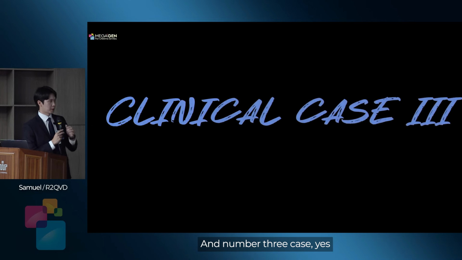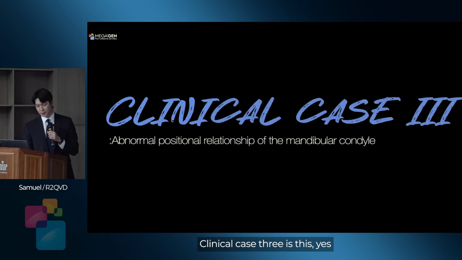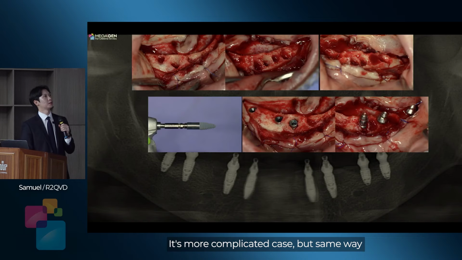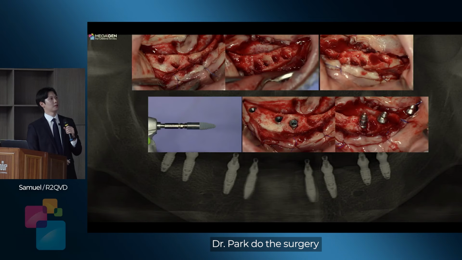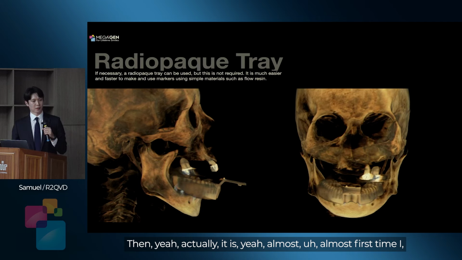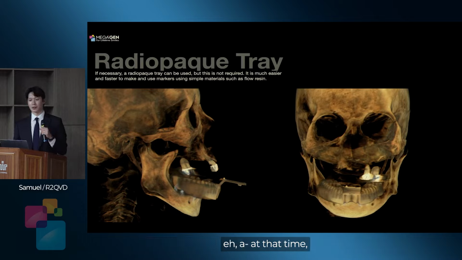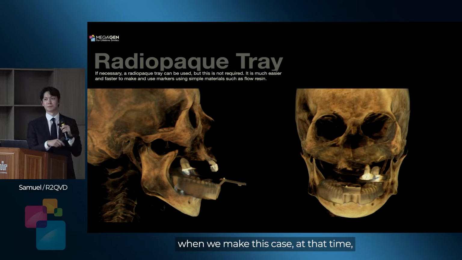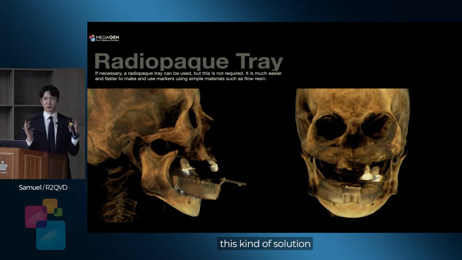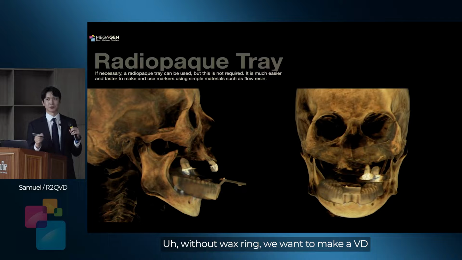And number 3 case, clinical case 3, is this. It's a more complicated case, but in the same way, Dr. Park did the surgery. Actually, it was almost the first time. When we made this case, we were just trying QVD, and Dr. Park wanted to make this kind of solution. Without a wax rim, we want to make the VD with the software.